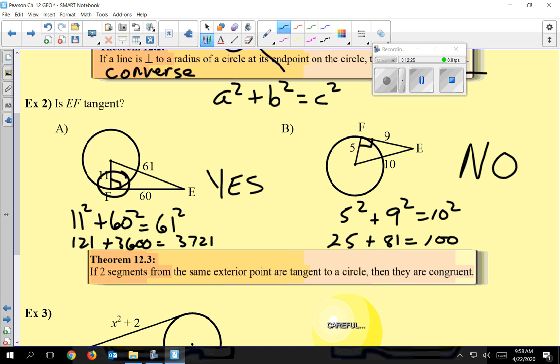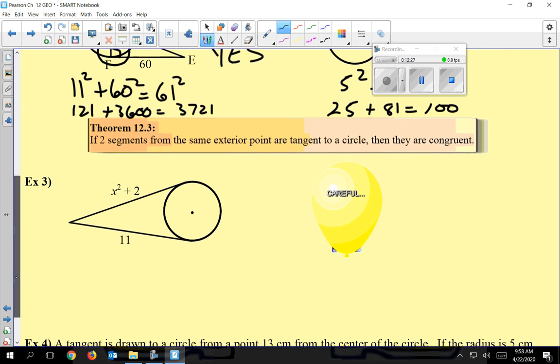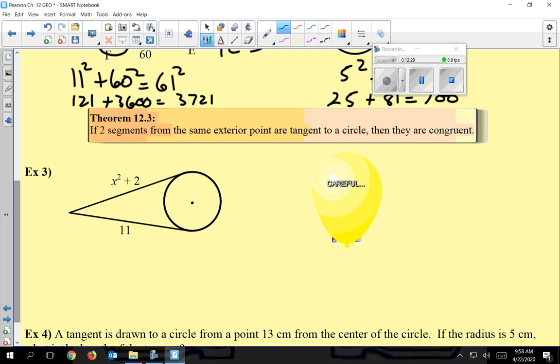All right, kind of going a little bit more onto that last definition. We got another theorem. If two segments from the same exterior point, so this point out here, exterior, outside, are tangent to a circle, so I'm assuming that this line's tangent there and the second line's tangent there, then that says that these two lines should be congruent. So if I look here and here, that could say that those are congruent.